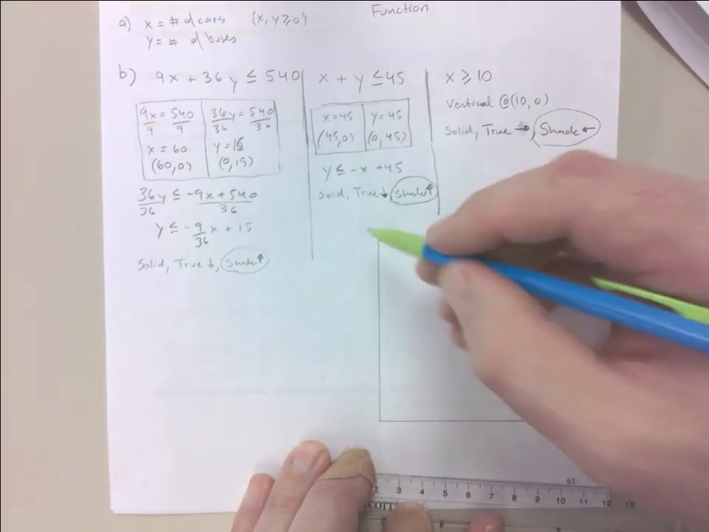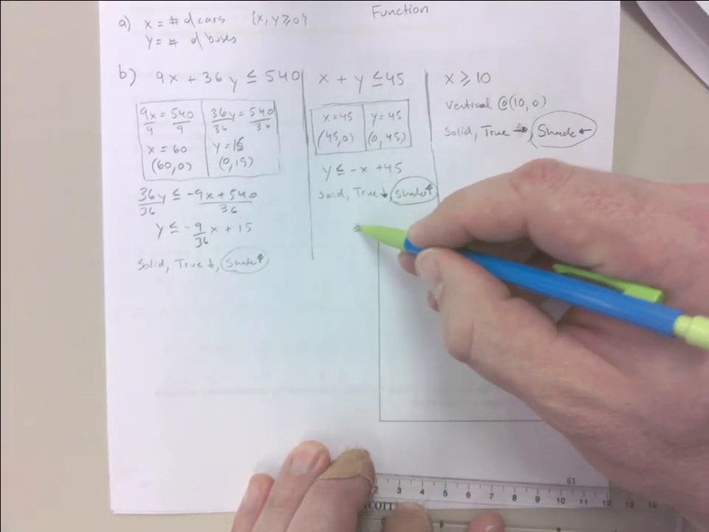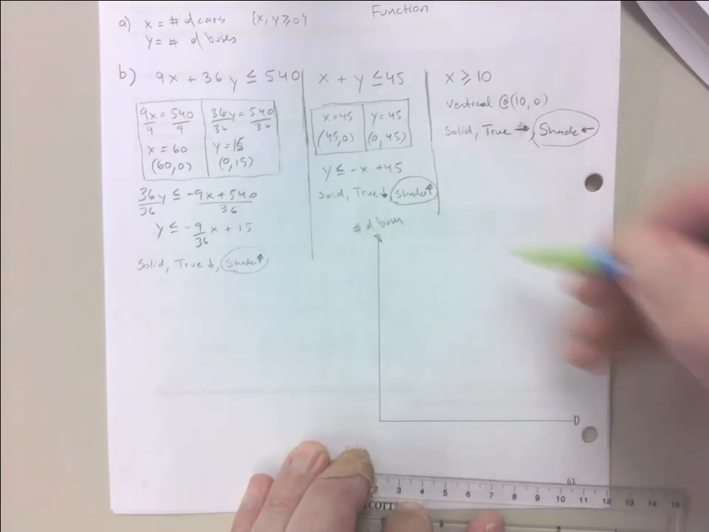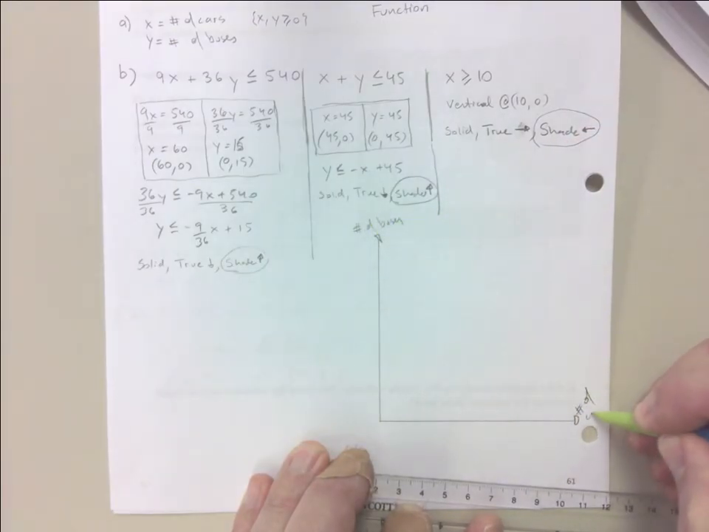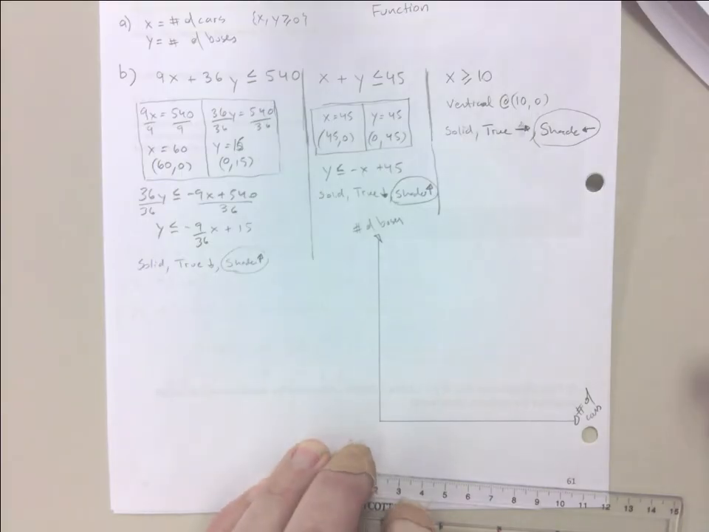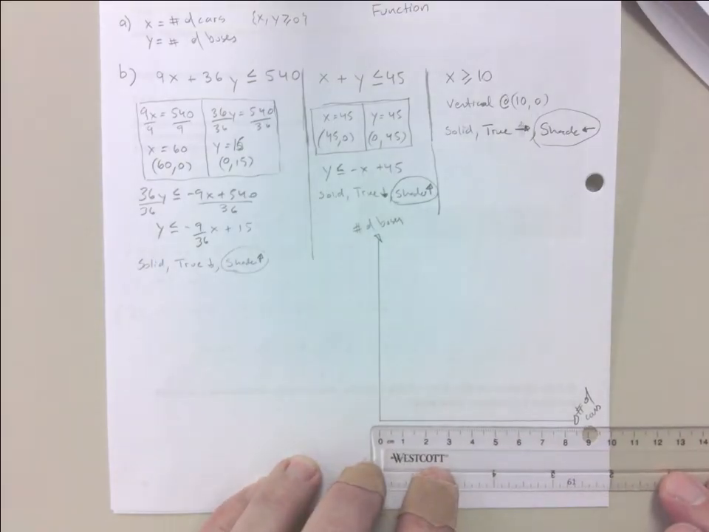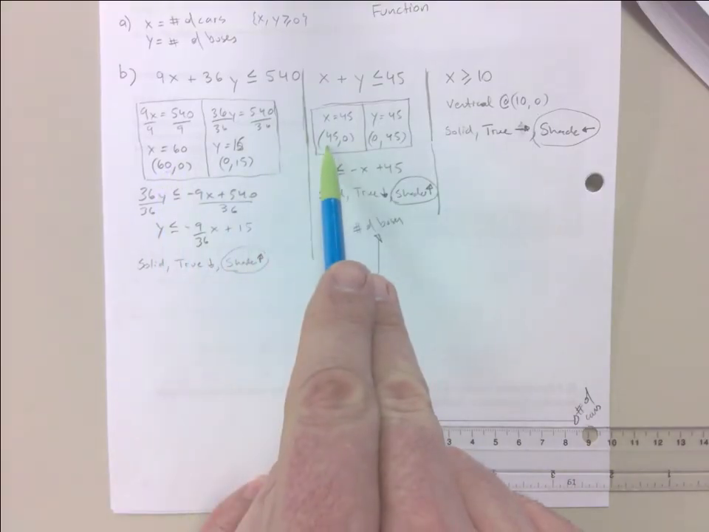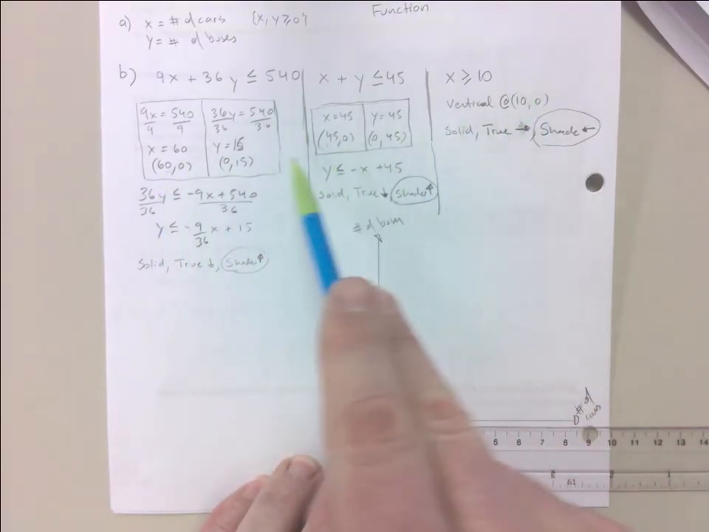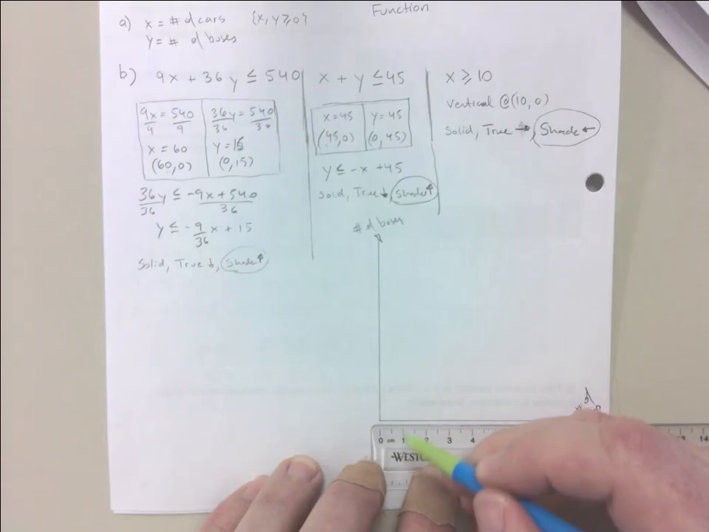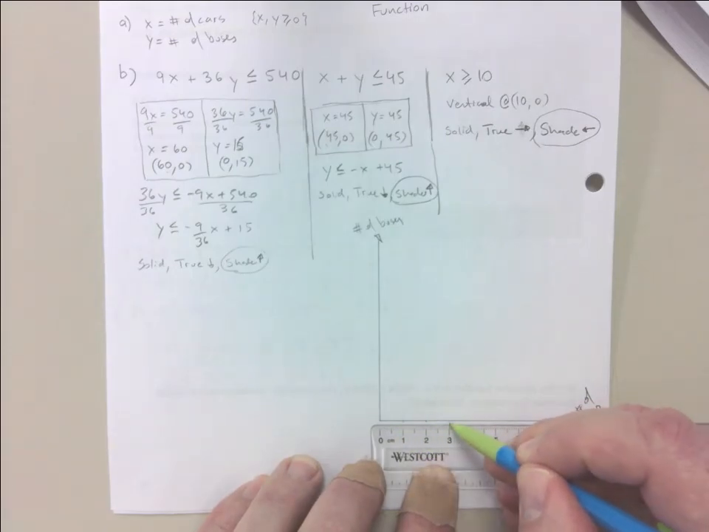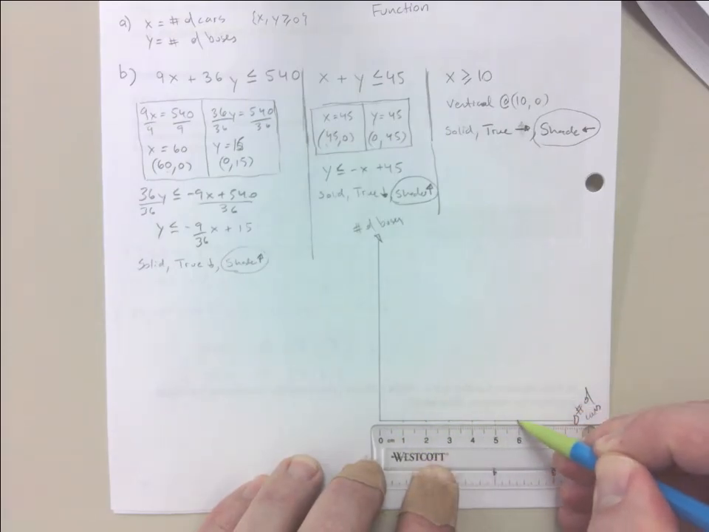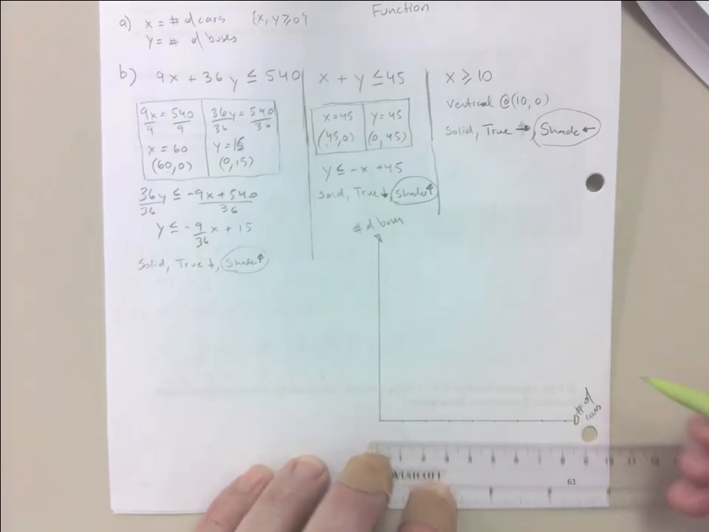I have, this would be number of buses. This would be number of cars. And we have, let's look at our numbers for the X. It's 60, 45, and 10. So 60 will do. So 10, 20, 30, 40, 50, 60, 70, 80. I'm going to go to 80.